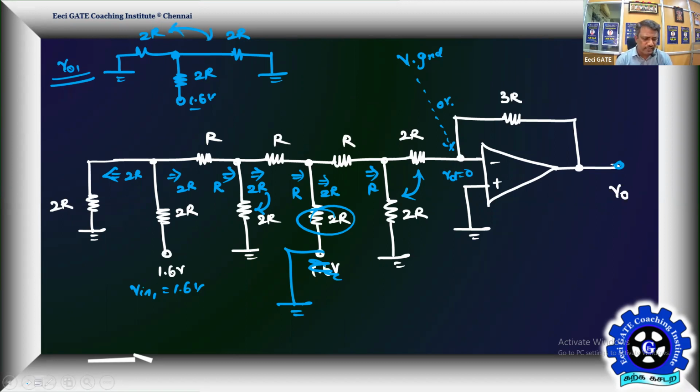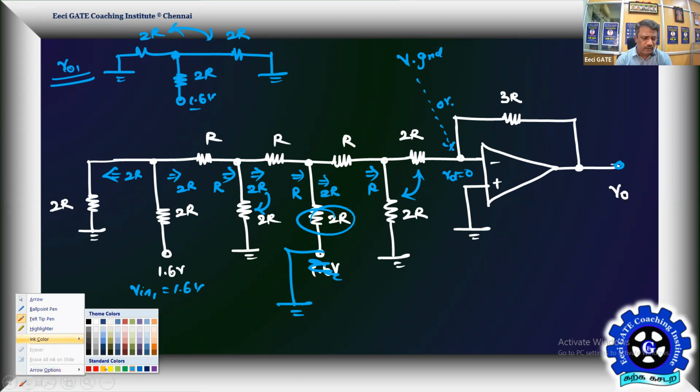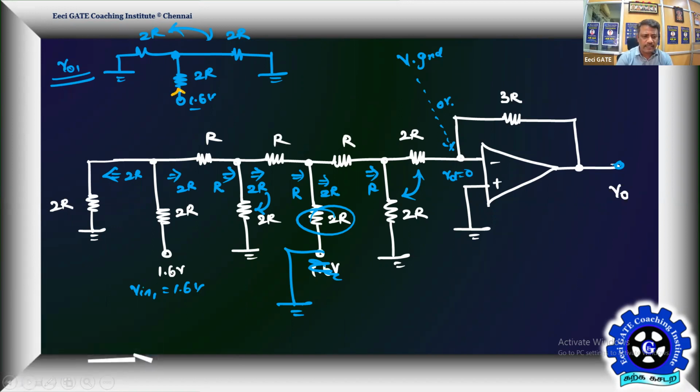Then find out this current. So what is the current actually drawn from this 1.6 volt supply? Yes, what is that current? The current is going to be 1.6 volt divided by the total resistance seen by this. What is the total resistance seen by this? This 2R and this 2R in parallel will be R. The net resistance will be 3R. Therefore, the current will be 1.6 by 3R.